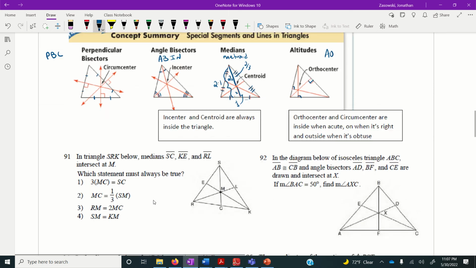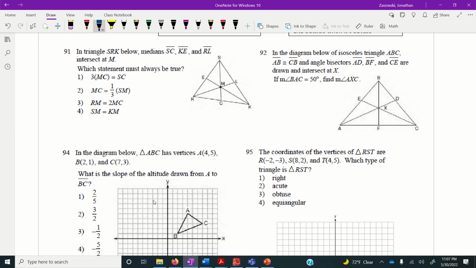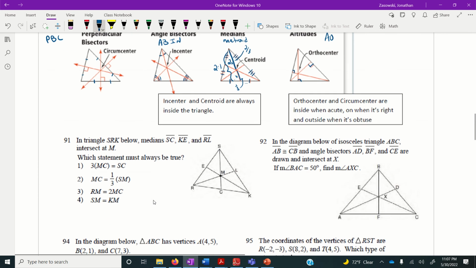All right. So if we go look at number 91, I'm just going to scroll up so we can see what we wrote here. Triangle SRK below, we have the medians drawn. So that tells me that point M is the centroid. Okay, because medians, centroid. So that also tells me that this line, SM, is twice as big compared to this. And this whole thing is in a ratio of 1 to 2. So this is 1/3 of the line, and this is 2/3 of the line.